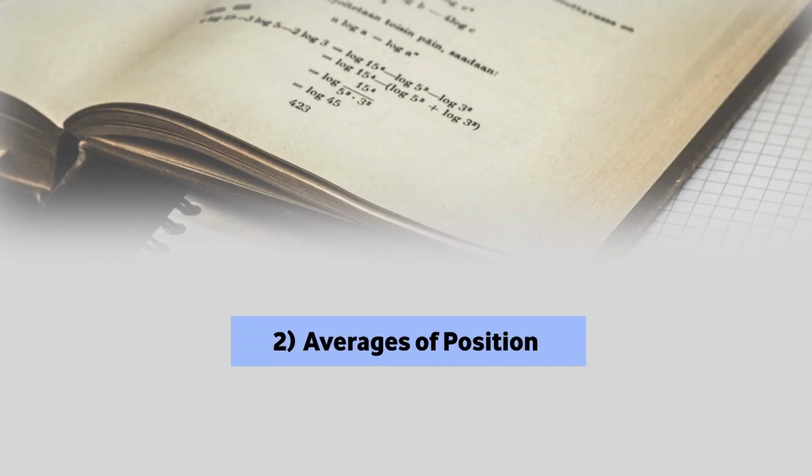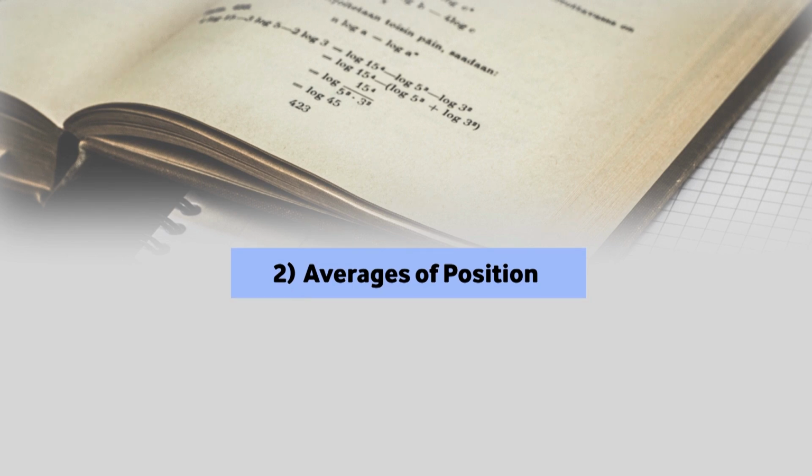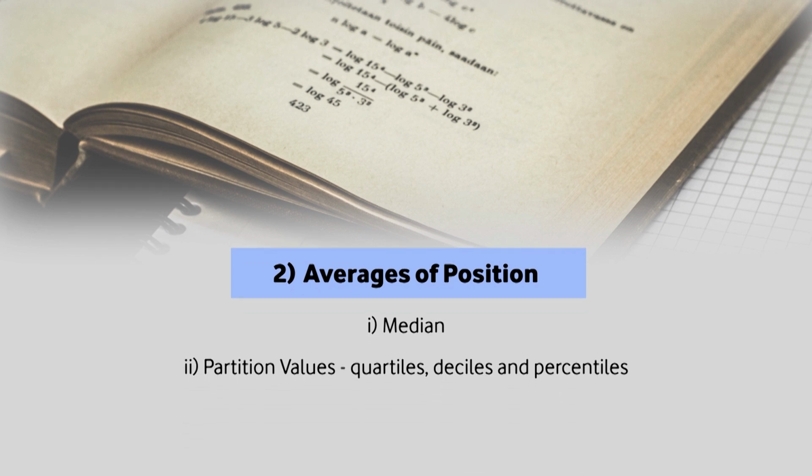The second type of measures would be averages of position, wherein we try to divide the data, or we try to see the position of the data. That can be calculated with the help of either median or the partition values. If you want to divide the whole data set into two parts, that will be median. If you want to divide it into 4 parts, that will be quartiles. Likewise deciles in 10 parts and percentiles in 100 parts. And then we can also calculate mode. So these are the different measures of central tendency.